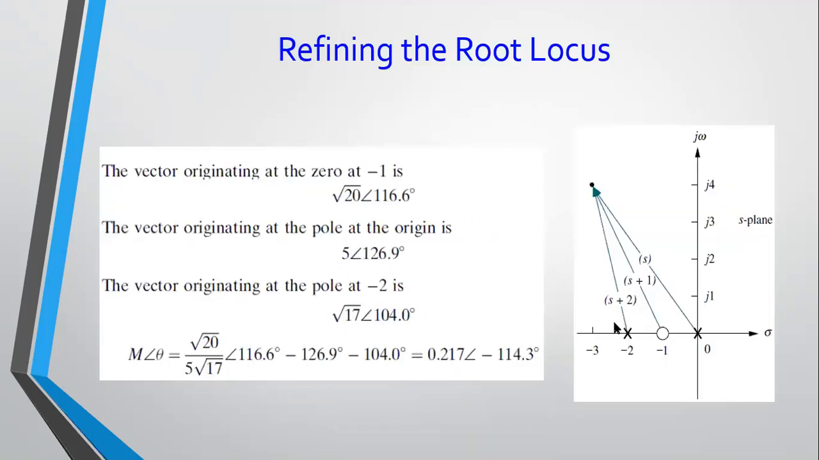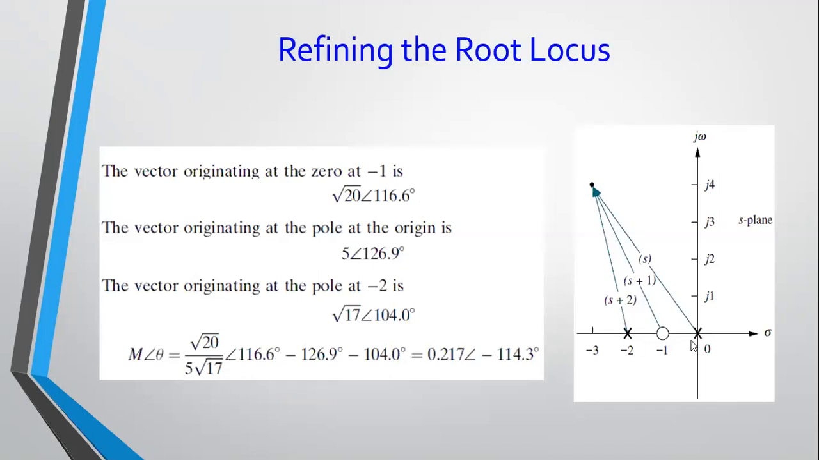So let's do that. If we want to find the vector originating at the zero at -1, the length of it is going to be, so this is 2 here and this is 4, so 4 squared plus 2 squared, you get 16 plus 4, the square root of 20. Then how you get 116.6 degrees is simply finding the angle it's making here. First, most likely you find this one, so it's tan inverse of 4 over 2, and then take 180 minus the tan inverse. This is why you get 116.6 degrees.